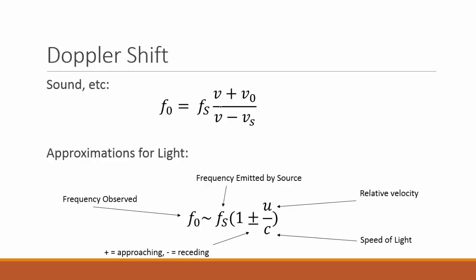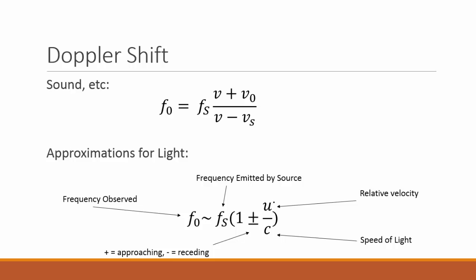And that allows you to make some simplifications with the formulas. If you can approximate that the speed of the moving objects is much smaller than the speed of the wave, then it simplifies down to this formula. And what we have here is the frequency that you hear, or in this case, for light, the frequency at which you see, is equal to the frequency emitted by the source times 1 plus or minus a small number. So it's only a small shift.